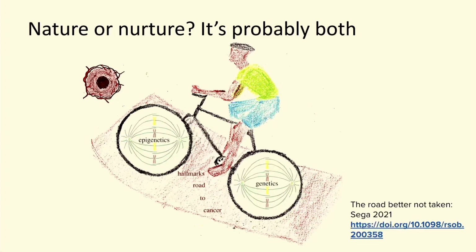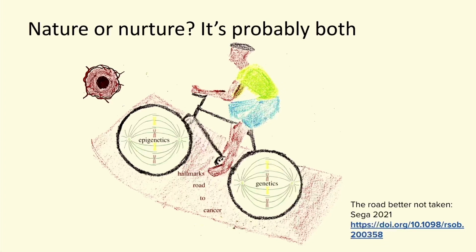So it's a problem, nature or nurture? And I'm trying to convince you that it's probably both. So you already heard about the genetic mutation. That is really the change within the DNA. It will not change. When the cancer cell acquired a mutation, it's there.